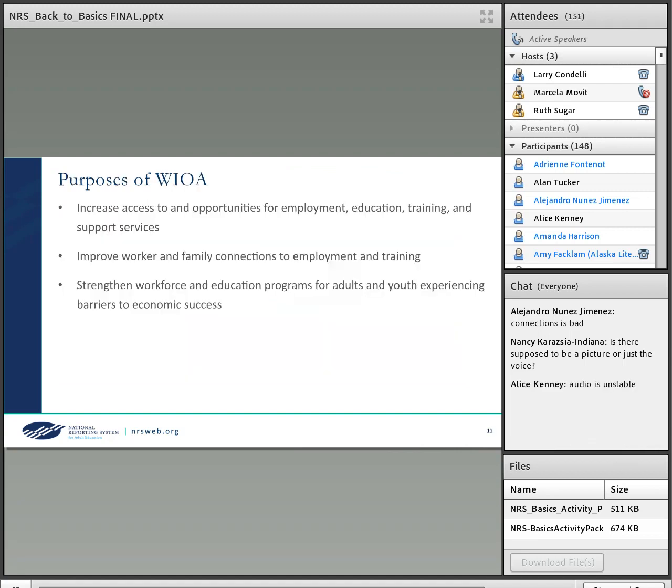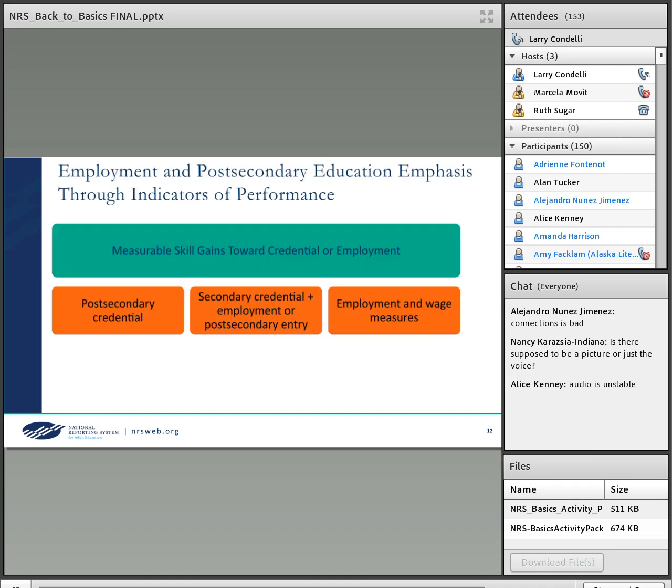And the purposes, in the end, of this alignment are to improve access to employment and support services with both education and training, to improve employment opportunities for our students, our adults, our participants, and also to strengthen the programs for all of the different groups that fall under the WIOA umbrella, particularly focusing on adults and youth with barriers to employment or barriers to success. We'll briefly talk about that a little bit later, how that fits into WIOA.